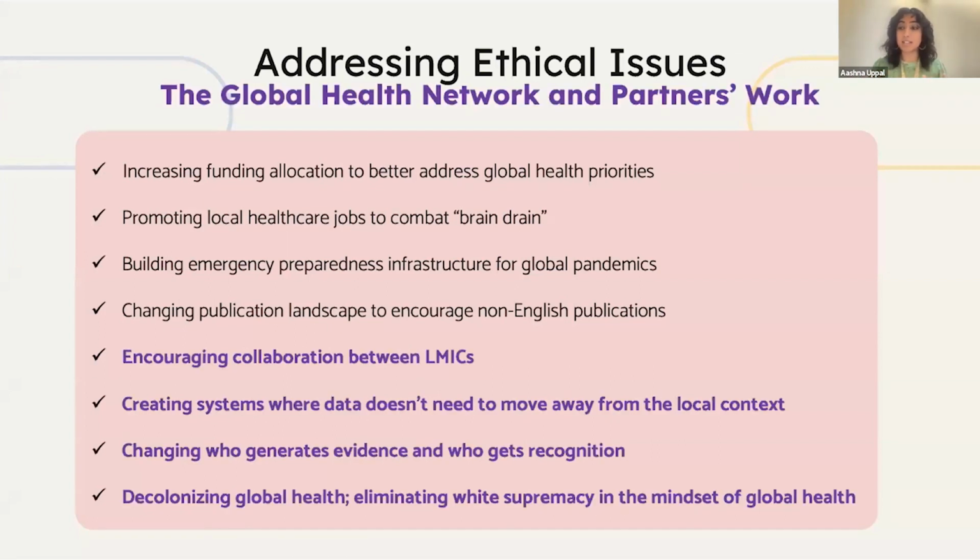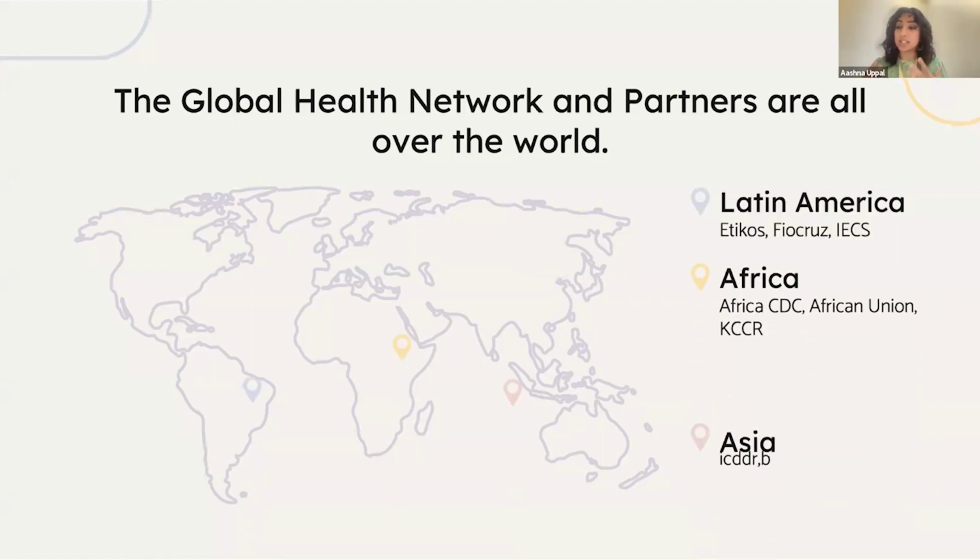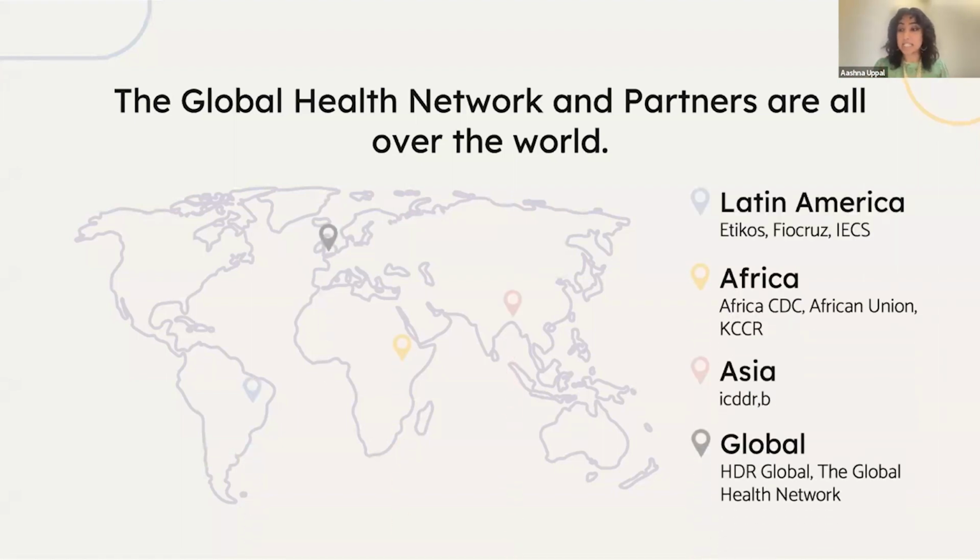So the latter half of these are things that the Global Health Network and its partners directly address through their work. But who are the Global Health Network and their partners? Global Health Network and partners are all over the world. This map here shows an example of some of the partners represented today, either in the organization of the webinar or as a speaker, but there are many, many more key players. And together, these players strive to drive equity and build local research capacity.